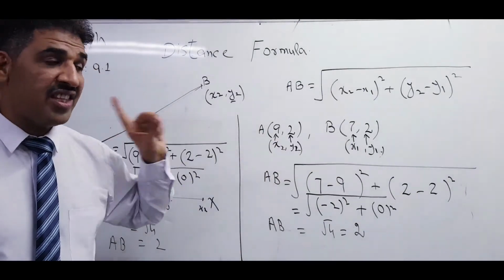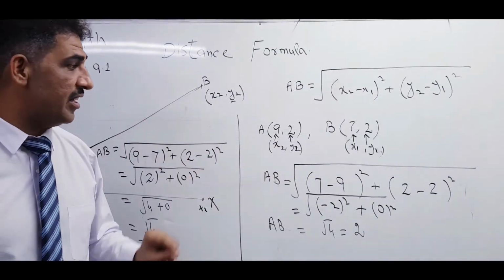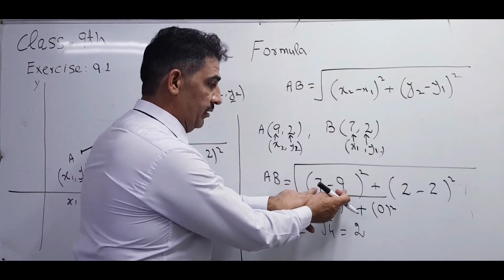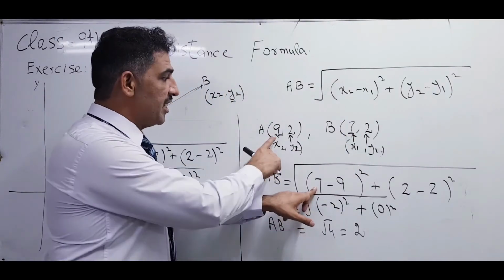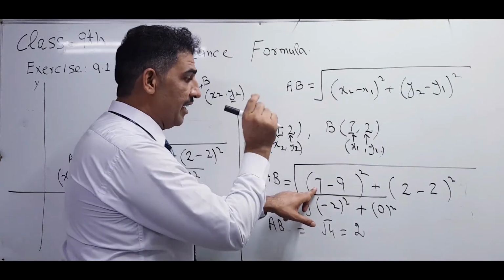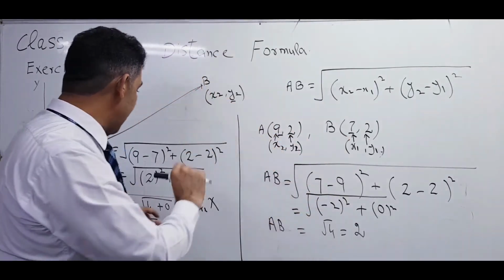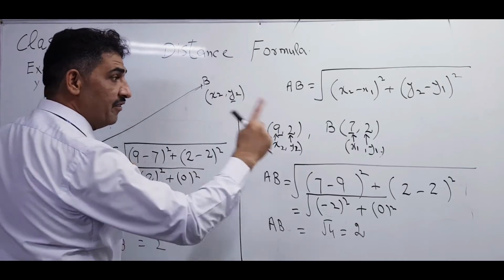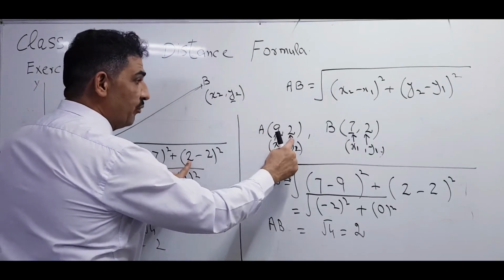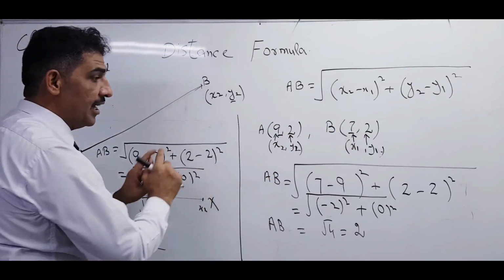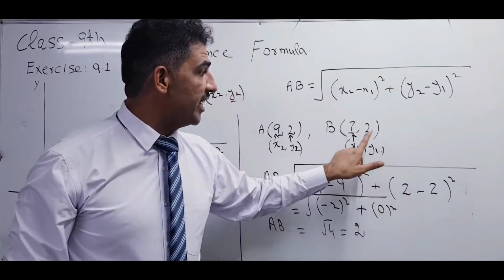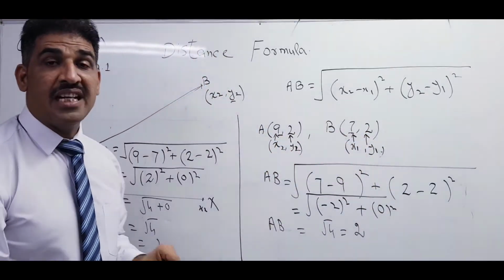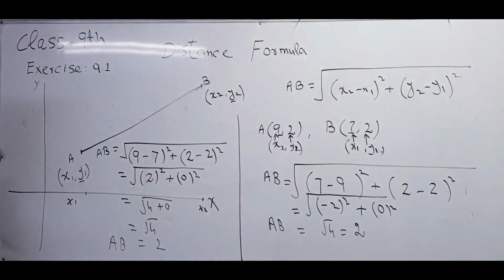Just keep one thing in your mind to solve the question. In the first pair, you have to put the first value of both. If you are choosing this value first, then this value first, 9 minus 7, the second value you will also choose that, this value first and this value second, right? If you are choosing this value first, 7 minus 9, then for the y coordinate also choose 2 minus 2 in the same way. So we will solve one more question like that, then it will be clear.